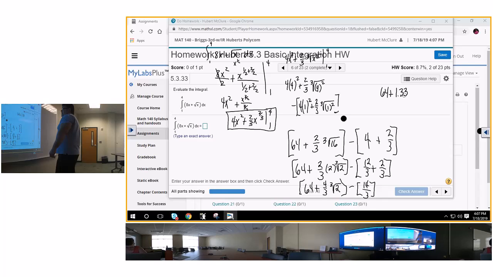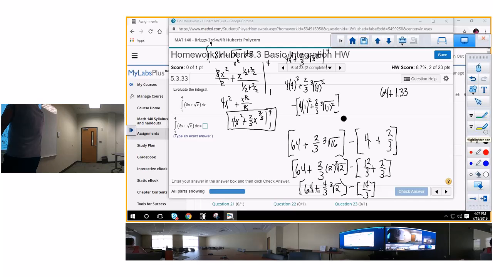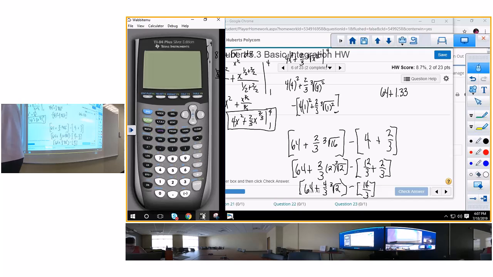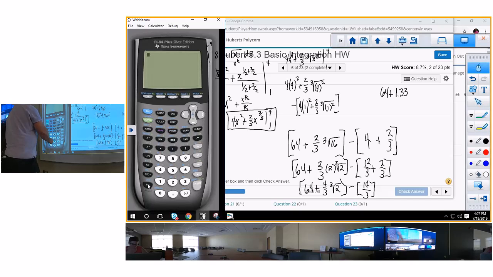Y'all not know how to do that? That's all right, I'll do it. Y'all scared me if you can't give me that answer. You're in a calculus class. 2 raised to the parentheses 1 divided by 3 power. Thank y'all. 1.26.